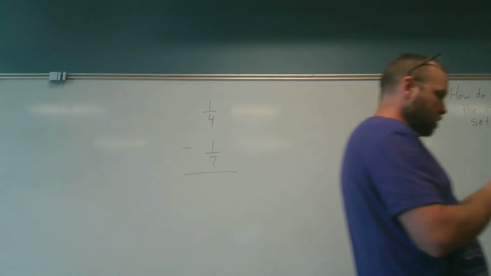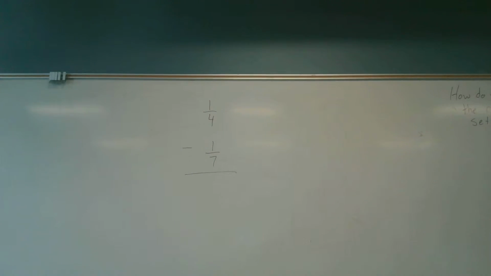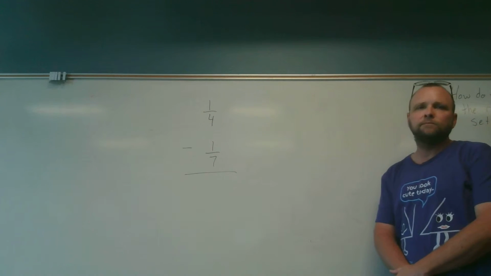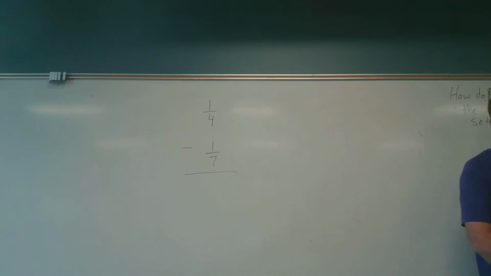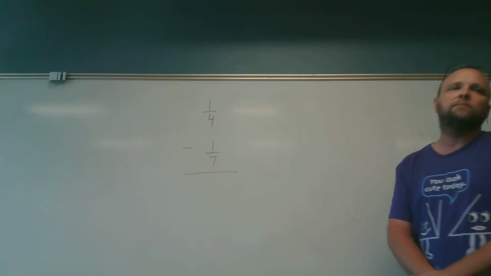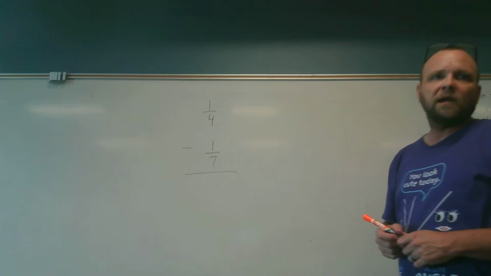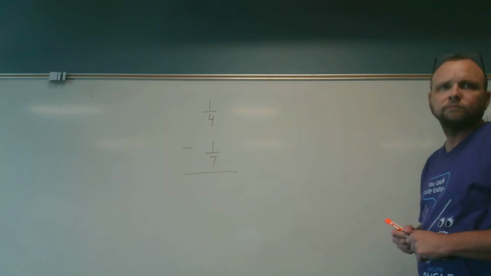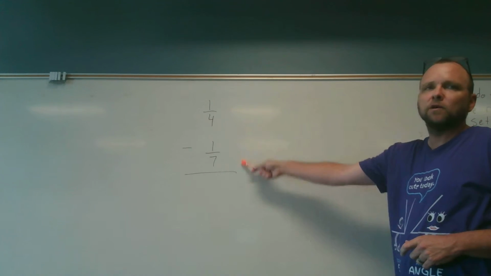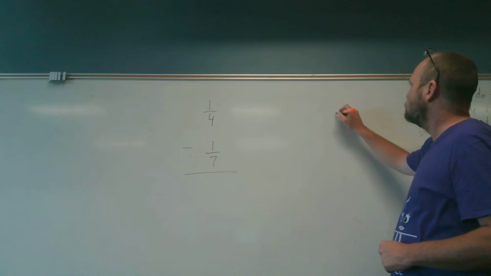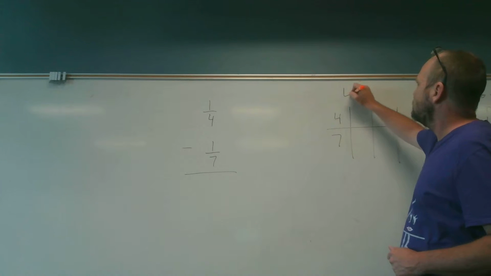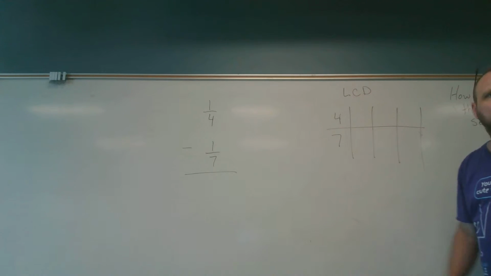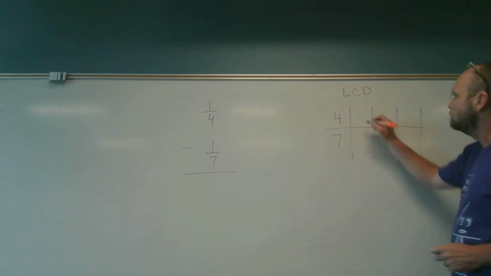All right, we have 1/4 subtract 1/7. Alyssa, can I subtract these fractions like they're currently written? No. Why not, Alyssa? Because they're not the same denominator. I cannot add or subtract fractions unless they have the same denominator. So, Alyssa, what are my denominators in these fractions? 4 and 7. So I need to find the least common denominator. What do you think it's going to be, Alyssa?